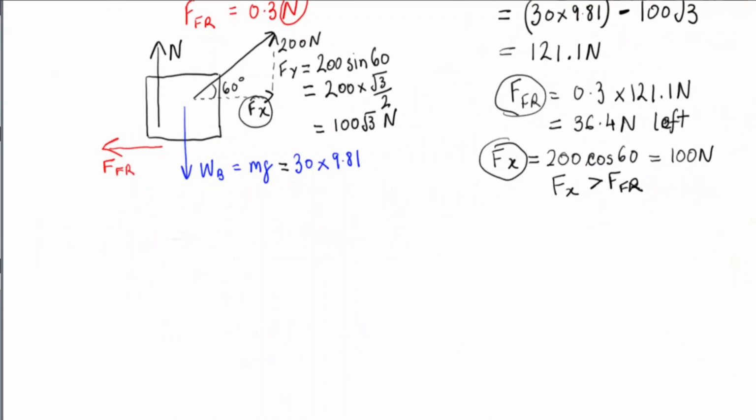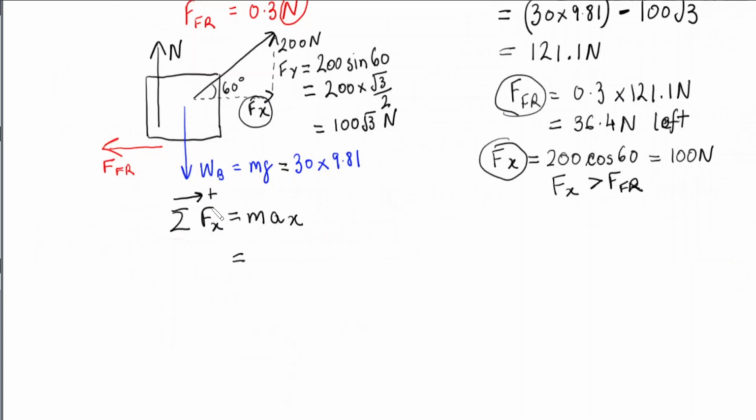We know from Newton's second law that F equals ma. So F of x, where the right is positive, is equal to the mass of the object times the acceleration in the x direction. We know that the forces acting in the x direction are the horizontal component of the pulling force minus the frictional force. But because we've overcome the static friction, we actually use the kinetic friction coefficient.